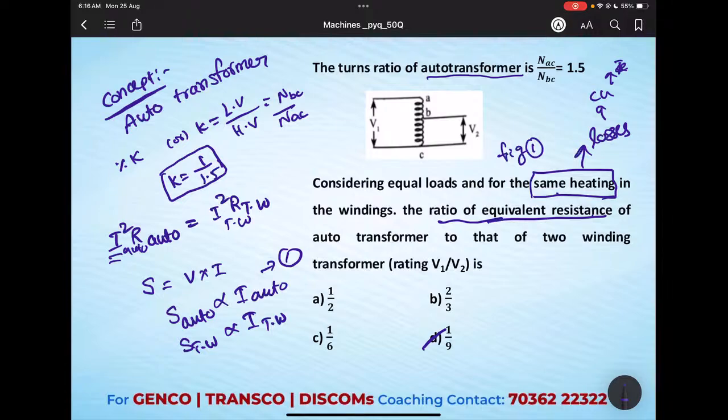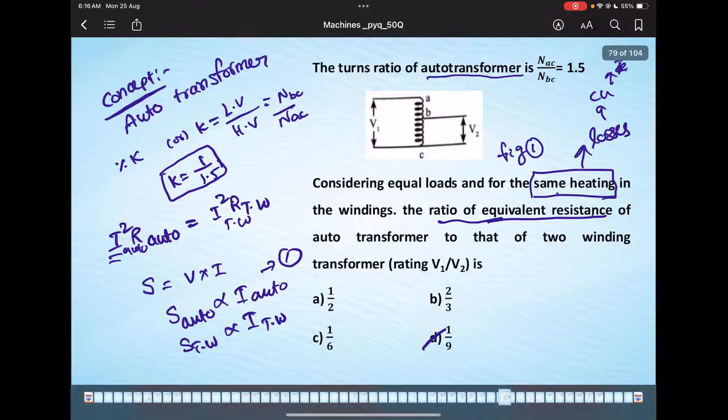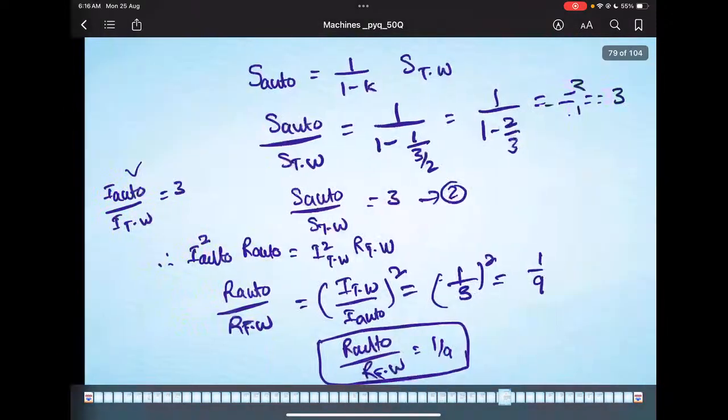My sincere suggestion is, whenever this type of problem comes, it may look lengthy, but if you understand the basics, the solution is very, very simple. Whenever any question related to auto transformer comes, the first and foremost thing we need to do is calculate K. If you have the value of K, you can calculate any required parameter from K. Okay, is it clear? Hope my explanation is clear for all. We'll move on to the next question.